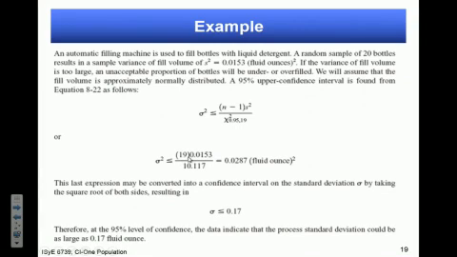N is 20, and S squared is this guy. So I can easily find the upper bound. So this is the upper bound for variance. For a standard deviation, I can just simply take a square root. That's it. Okay? And this is basically the upper bound for 0.70.